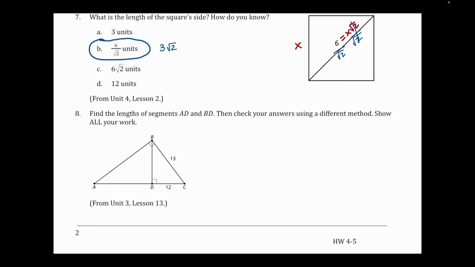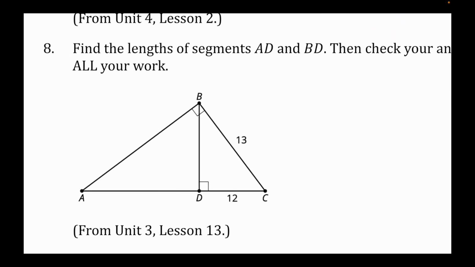So last question, number 8, find all the lengths of segments AD and BD, then check your answers using a different method and show all your work. So we have AD and BD. So I'm going to call BD H, because this looks like a geometric mean question to me. I'm going to call AD Y.